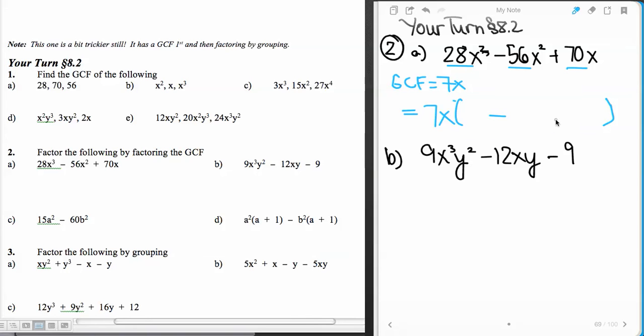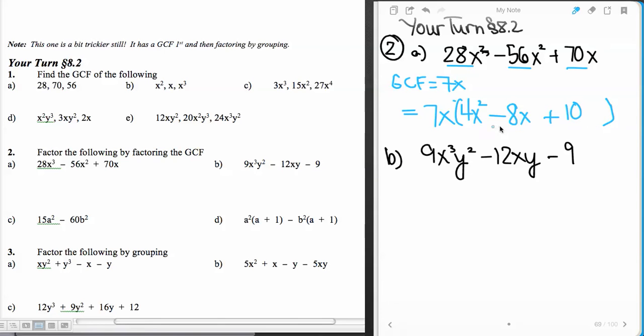trinomial with a minus and a plus, and 7 will go into 28 4 times, x will go into x cubed, x squared times, 7 will go into 56 8 times, x into x squared, x times, and then we have a 7 going into 70, and that will go 10 times, and x into x, that will go x times.